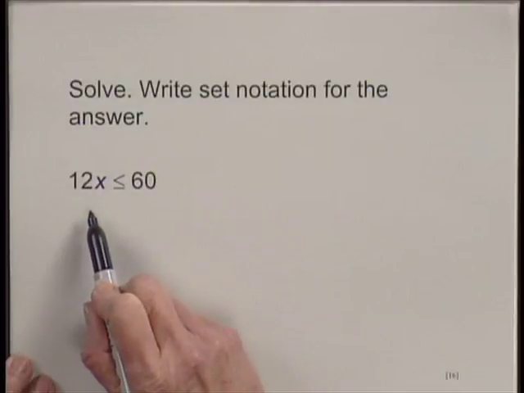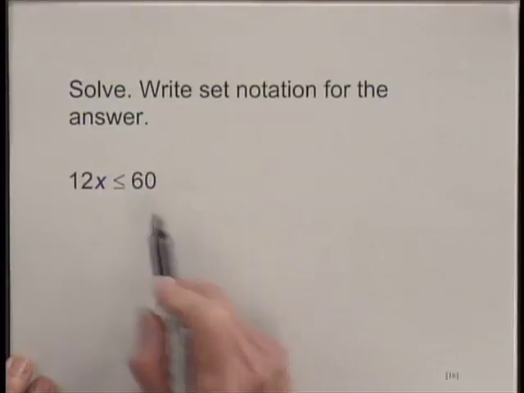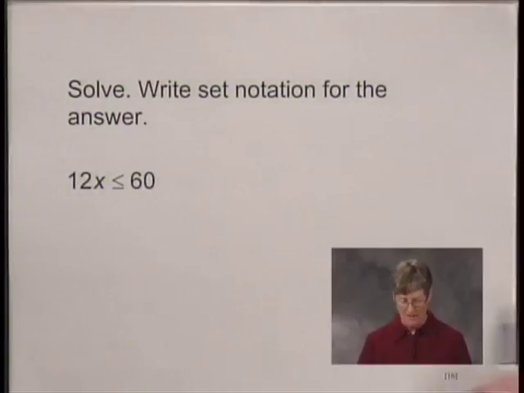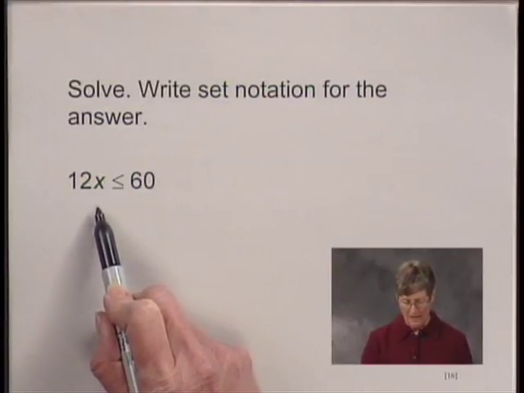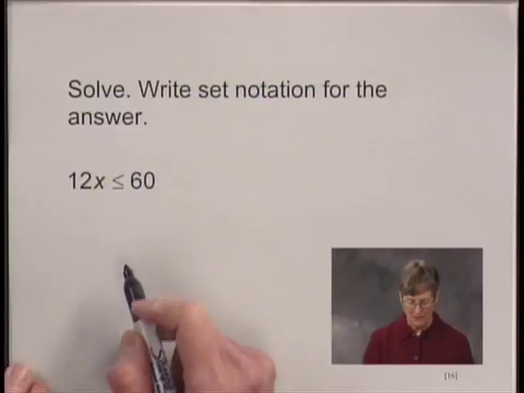In this exercise, we'll solve an inequality and we'll write set notation for the answer. The inequality that we'll be solving is 12x is less than or equal to 60. Now I want to get x alone on the left-hand side of this inequality, and I can do that by dividing both sides by 12.